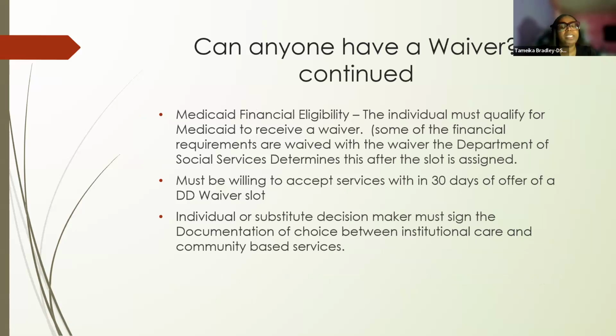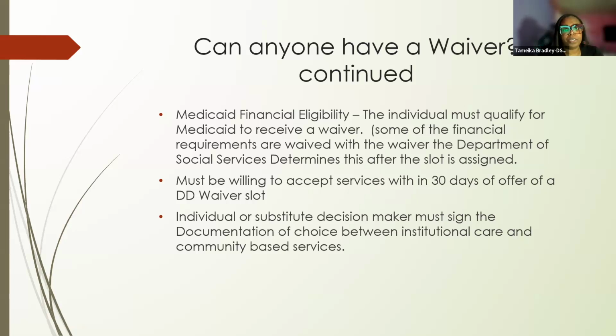Medicaid financial eligibility. The individual must qualify for Medicaid to receive a waiver. Some of the financial requirements are waived with the waiver. The Department of Social Services determines that after the slot has been assigned. So with that being said, for a person, if they are awarded a DD waiver, they must have Virginia Medicaid, and it has to be the long-term Medicaid to be able to use that DD waiver.